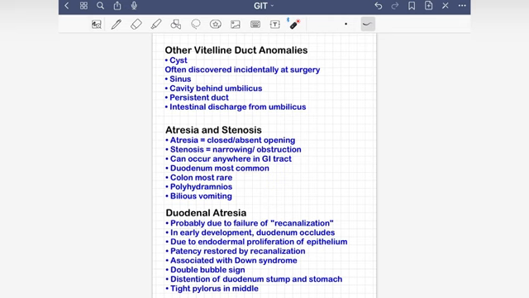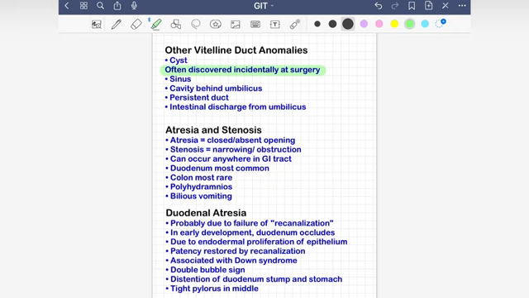Sometimes you can get a sinus. It will occur behind the umbilicus where the vitelline duct normally connects. In this situation, you have the abdominal wall and you have the small intestine. You will then have fibrous tissue connected to a cavity behind the umbilicus like this. And then finally, rarely people can be born with a persistent vitelline duct. In this case, you will get intestinal discharge from the umbilicus.